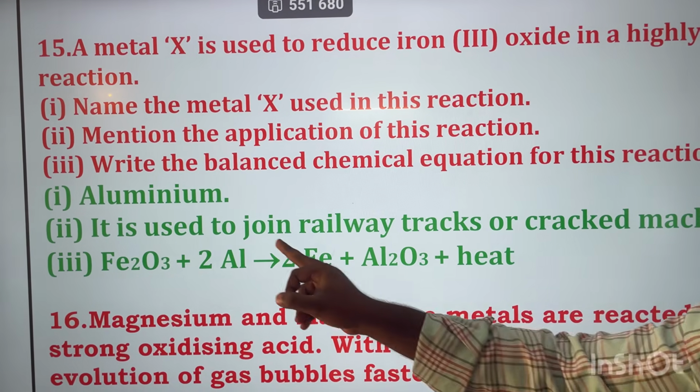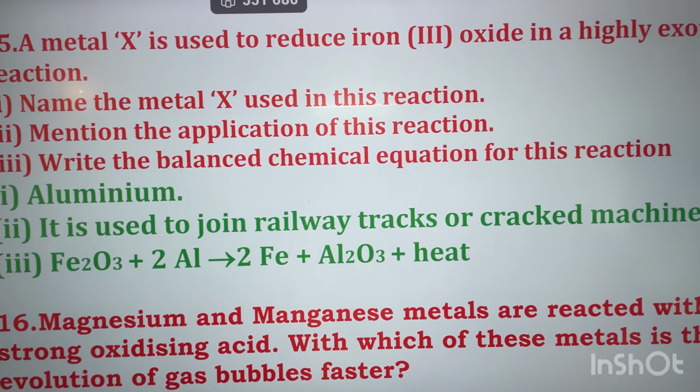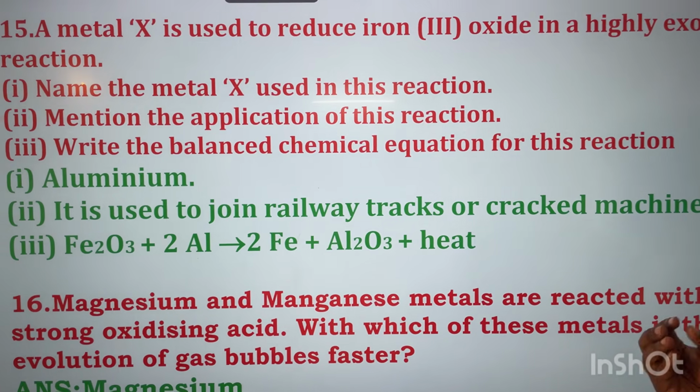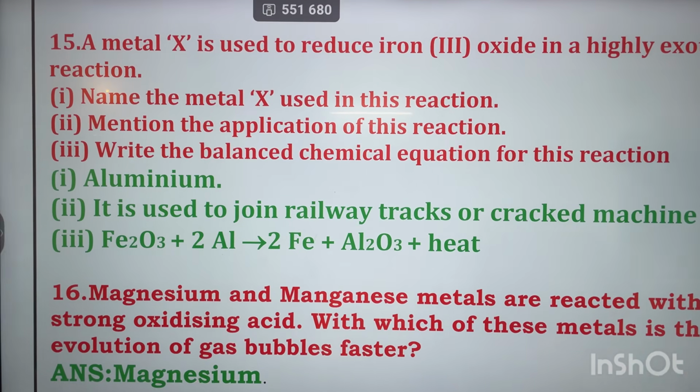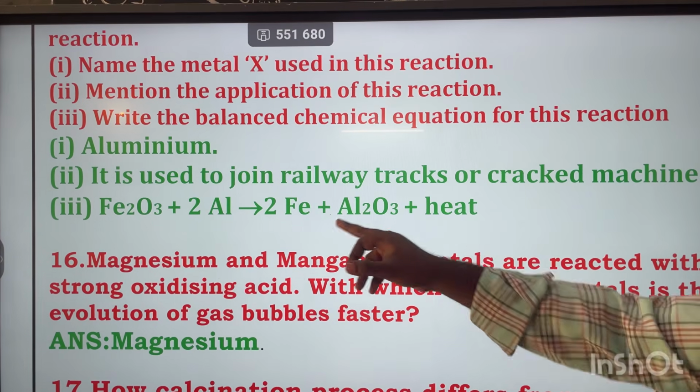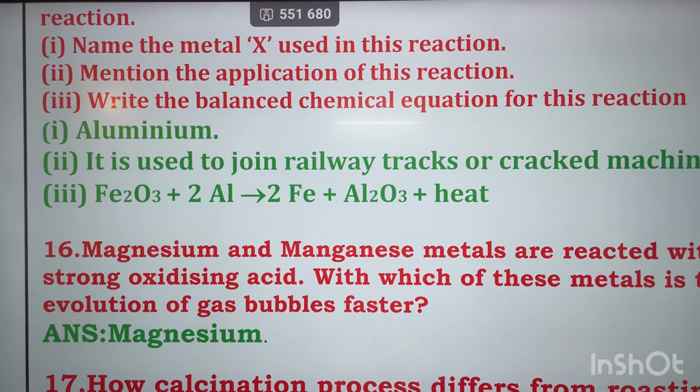It is used to join railway tracks or cracked metal. When the railway tracks are broken, they can be joined using this reaction. This is the balanced chemical equation of the thermite reaction.